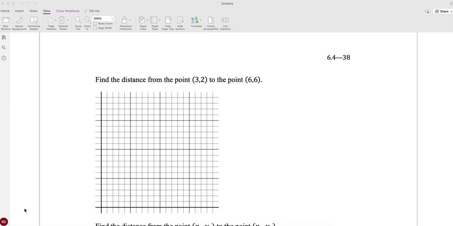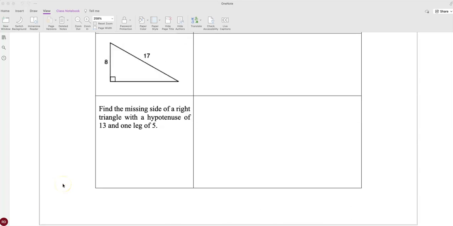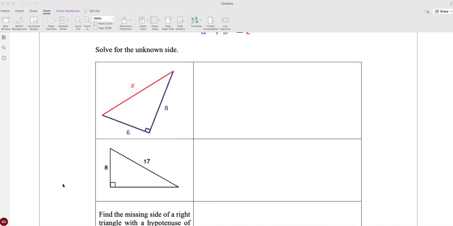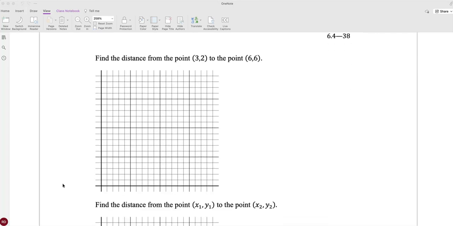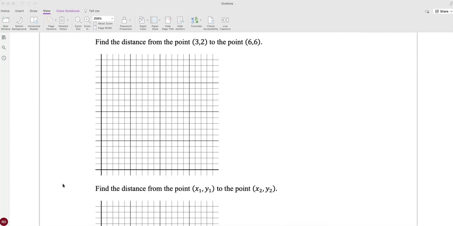Okay, pre-algebra, this is lesson 6.4. We've added a little bit of content this year, so you'll see us work through these problems with the Pythagorean theorem, and then we're going to talk about something called the distance between 2 points. It's just an extension of the Pythagorean theorem.